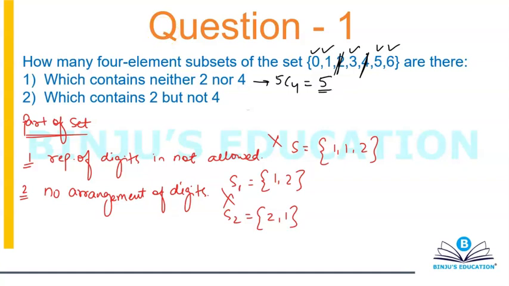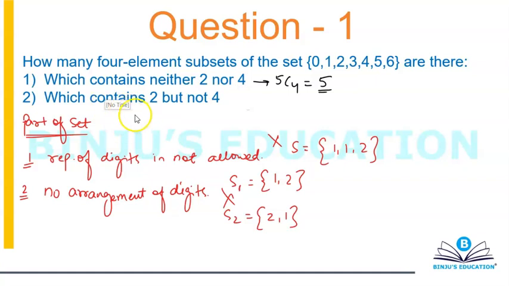Now what about the second one? Let's see the second one also. How many 4-element subsets of the set 0, 1, 2, 3, 4, 5, 6 are there which contain 2 but not 4? Now this line is very important. You need to form a 4-element subset which contains 2. That means one of the elements is 2.